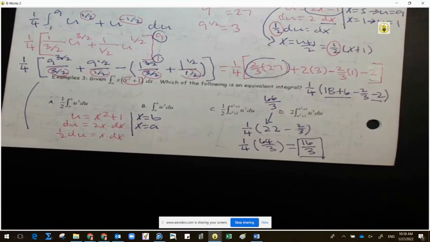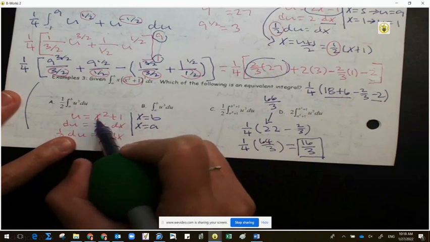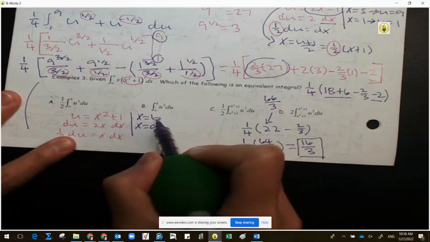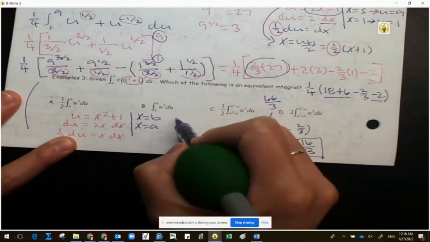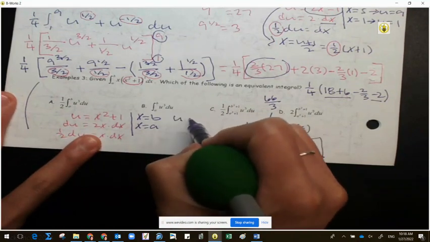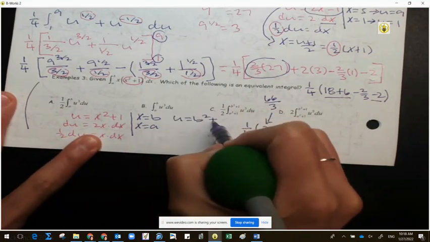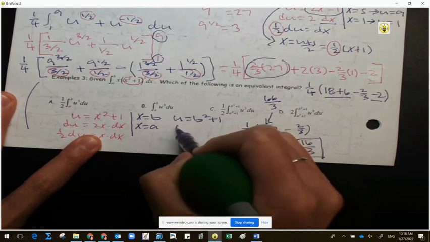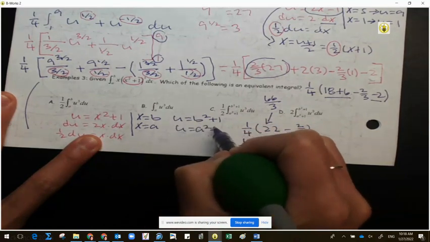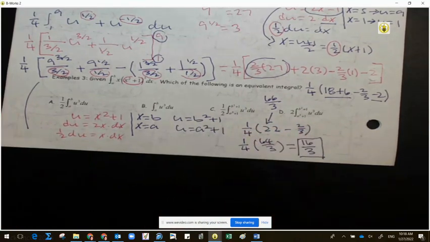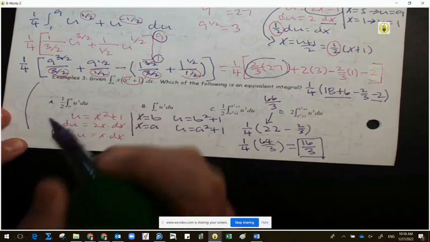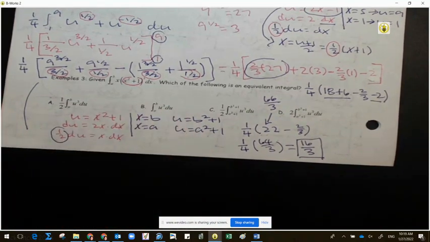All right, let's check on the bound. Y'all ready? If u is equal to x squared plus 1, and I replace x with the b, that's going to give me u is equal to b squared plus 1, and then replace it with the a, u is a squared plus 1. And the only one that satisfies that with half in front of the integral is what? C.